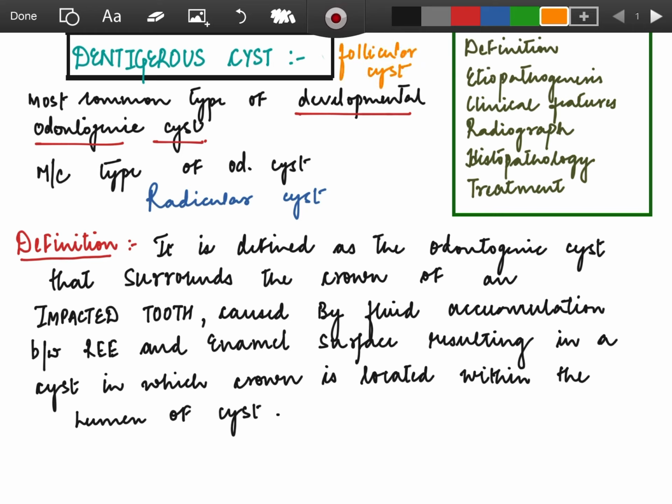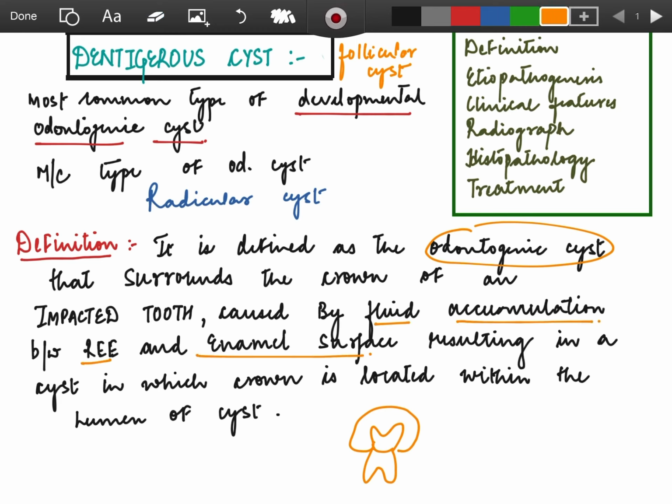So how can we define a dentigerous cyst? It is an odontogenic cyst that surrounds the crown of an impacted tooth, caused by fluid accumulation between the reduced enamel epithelium and the enamel surface, resulting in a cyst in which the crown is located within the lumen of the cyst.